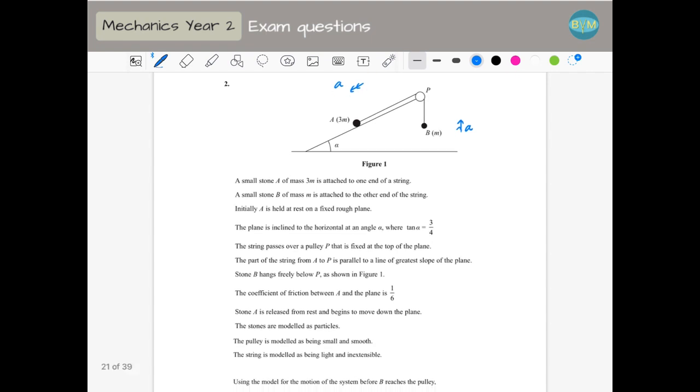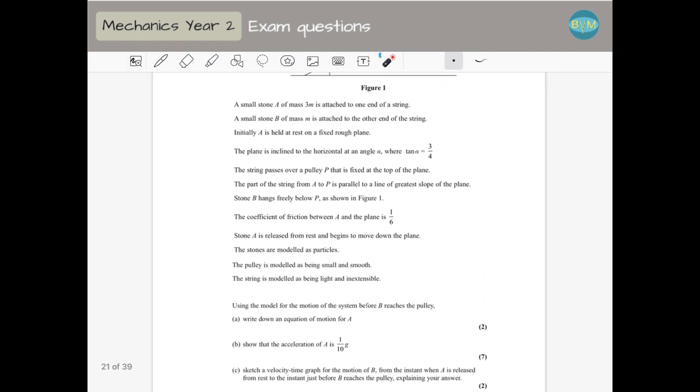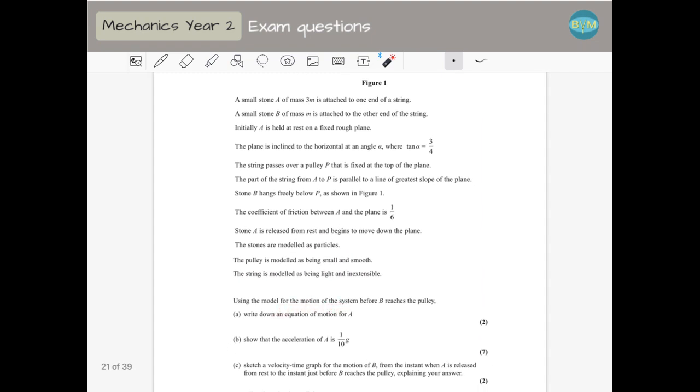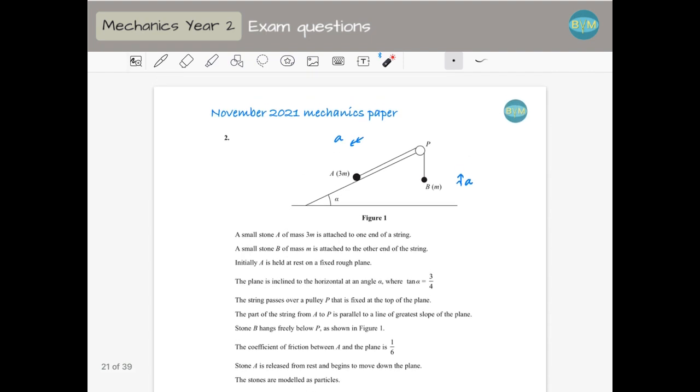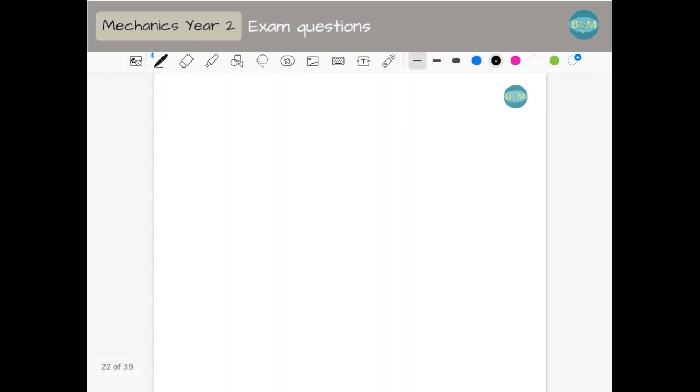The stones are modeled as particles. The pulley is modeled as being small and smooth. The string is light and inextensible. Using the model for the motion of the system before B reaches the pulley, write down an equation of motion for A. With pulleys, we always get the equations of motion by just applying force is mass times acceleration. Remember, the particle that is moving is going to move this way. So this is following this equation. This is the resultant force, mass times acceleration.